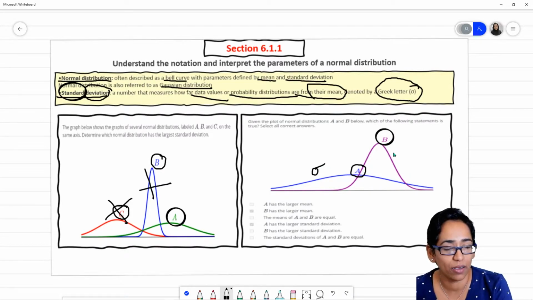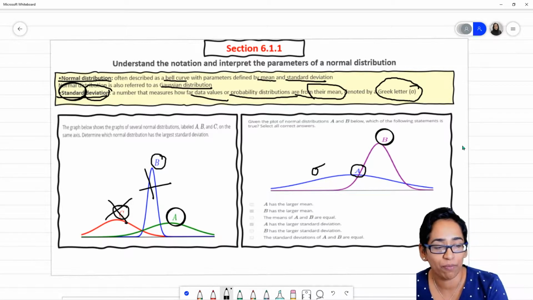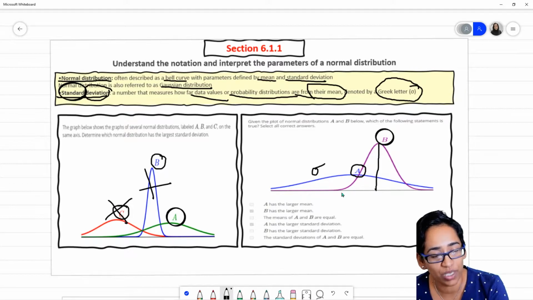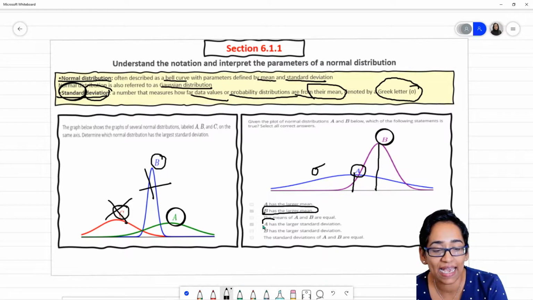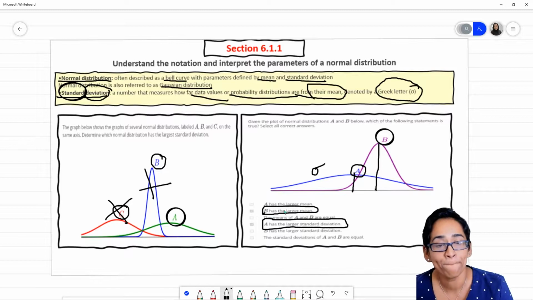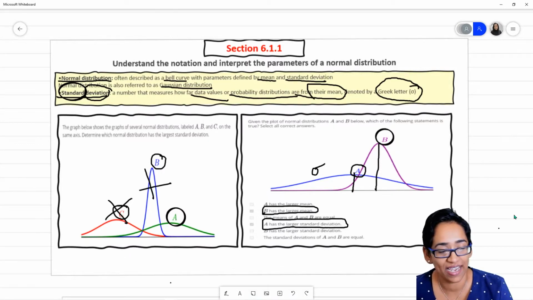But look at B. B is on the right hand side of A. That means the mean value or the average value of B is greater than the average value of A. So B has a larger mean. There you go. B has a larger mean and A has a larger standard deviation. All right. Now let's go ahead and look at what we have next.